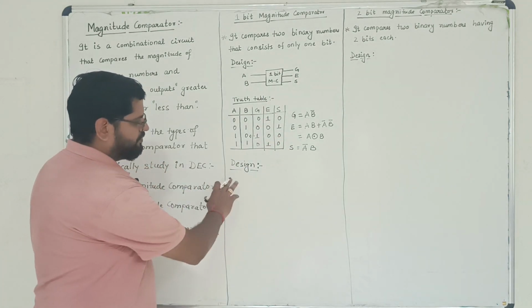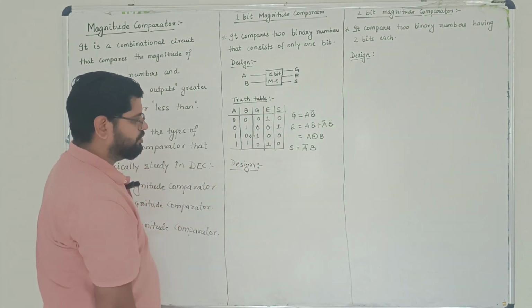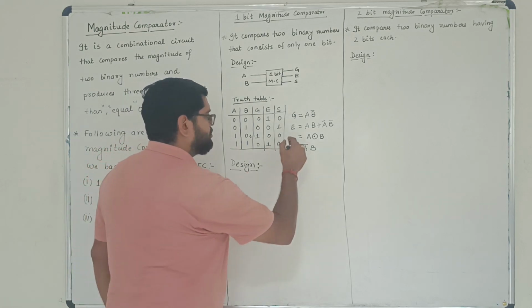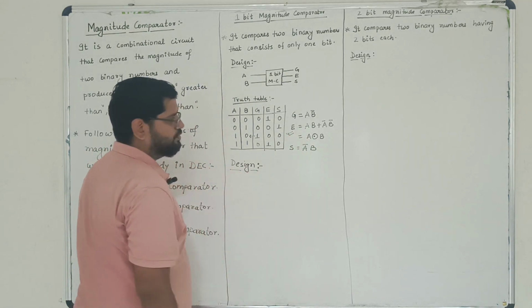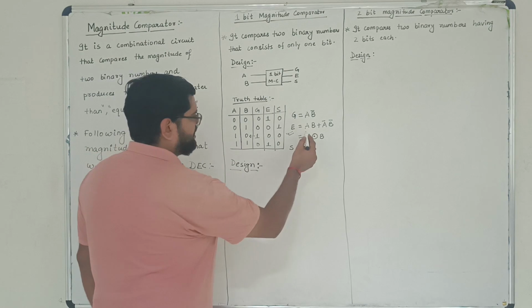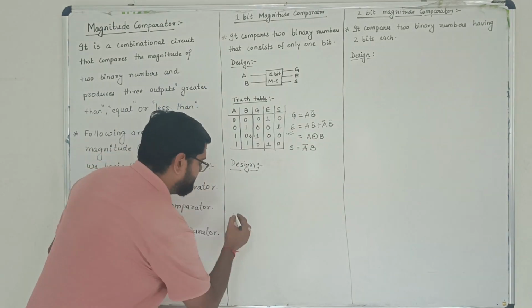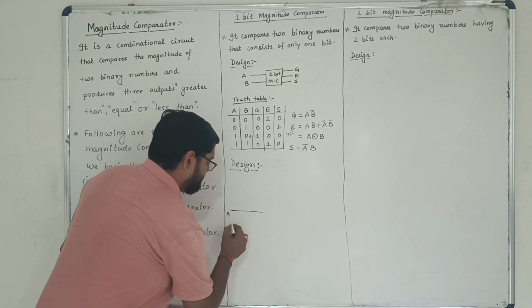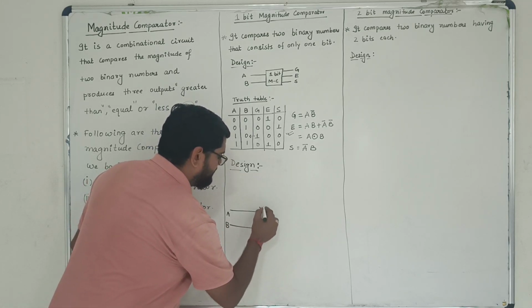So for that, we'll go for the process which I am telling you right now. Whenever we have to go for the design, the first thing that you will design is E. The first thing that you will design is E. And we know that the value of E is A XNOR B. So first I will go for A. This is our A, and this one is B. This is your B. Just take the XNOR of both A and B.